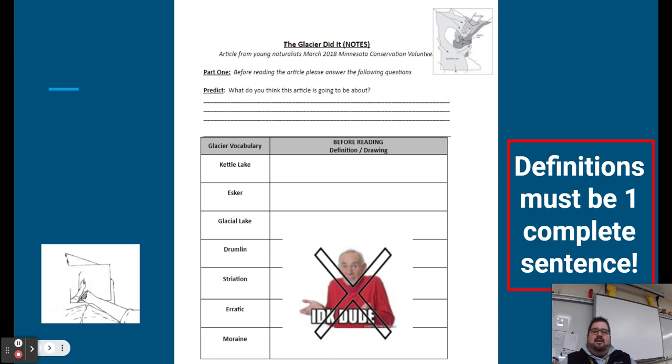So what do you think a kettle lake is? What do you think an esker, glacial lake, drumlin, striations, erratic, moraine are? What do you think those things are? It's just a prediction. There's no right or wrong answer. You take a guess, you fill it out, and that is that.